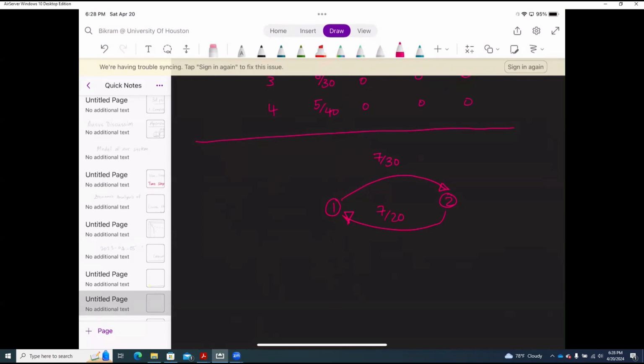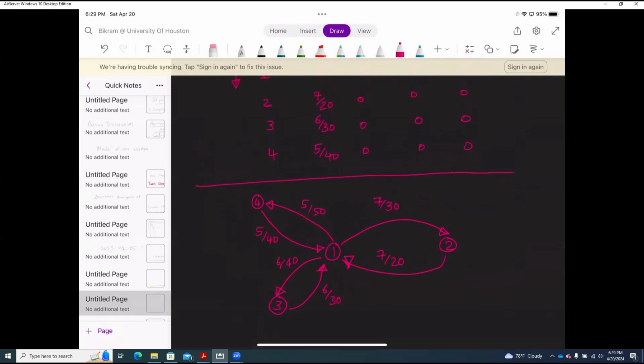And same for station 3. Let's draw it somewhere here. When it goes to station 3, it travels 6 by 40. And while returning, it travels 6 by 30. And for station 4, when we go to station 4, it travels 5 by 50. When it returns, it travels 5 by 40. So this is simply like drawing using the from-to chart.